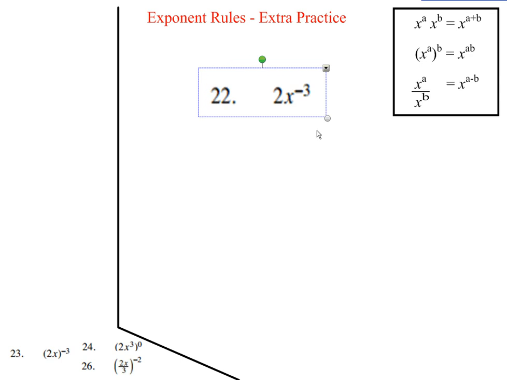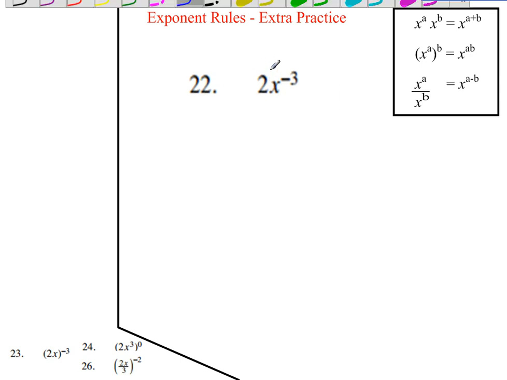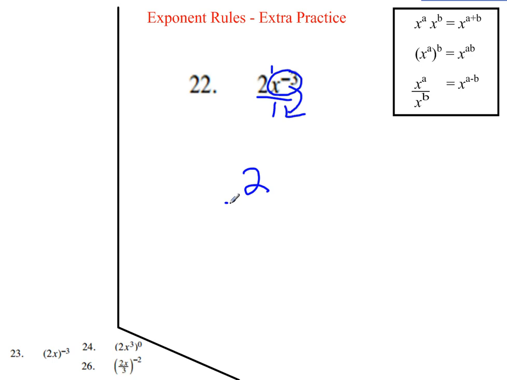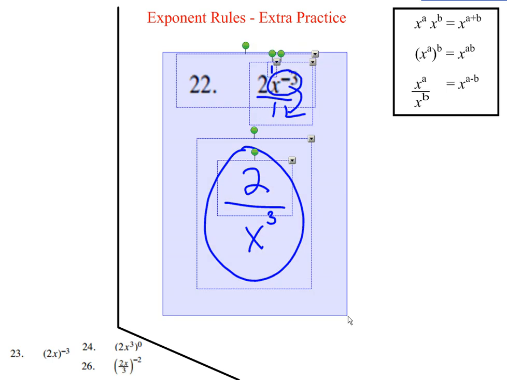In a problem like this, the 2 does not have a negative exponent. It's actually 2 to the 1st, x to the negative 3rd. So all we're going to move is the x to the negative 3rd part. The 2 stays on top. So it's 2 over x to the positive 3rd. Hopefully that makes sense.